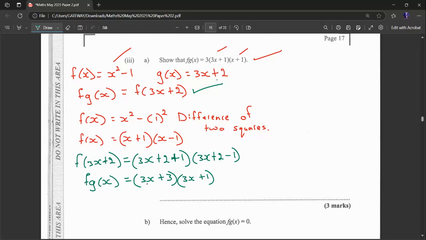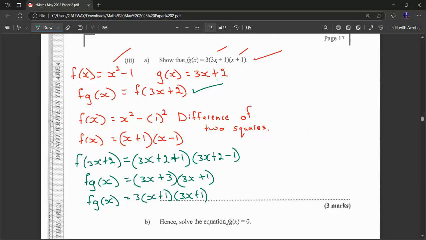But I'm saying 3 is common to the 3x and the 3. So I could factor all that. So I have f g of x is equal to 3. I pull out the 3 from the first bracket there. I will remain with x plus 1. And then I will have the 3x plus 1 in the other bracket.